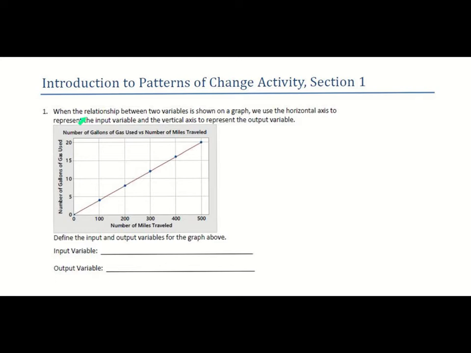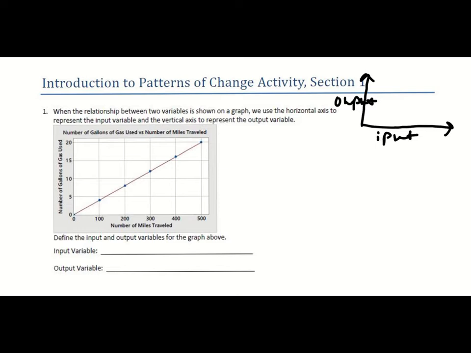When a relationship between two variables is shown, we use your horizontal axis. So your horizontal axis is this one. This is your input variable. And then your vertical one is your output. So keep that in mind.